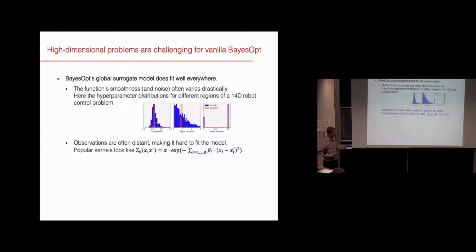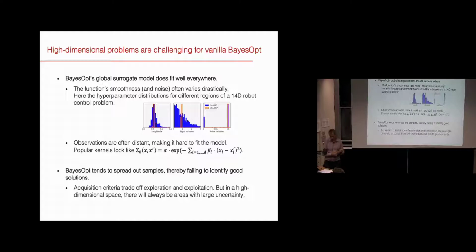The other thing is of a more technical nature. In high-dimensional problems, observations tend to be distant from each other. Keep in mind that popular kernels look like this, like the squared exponential kernel, where there is a sum over all the coordinates between two points. You look at the distance of these coordinates. If between x and x prime there's only one coordinate in which these points are far away from each other, then the sum will be large, and therefore the covariance between these points will be close to 0. So these kinds of exponential kernels are not a good choice when points are spread out.